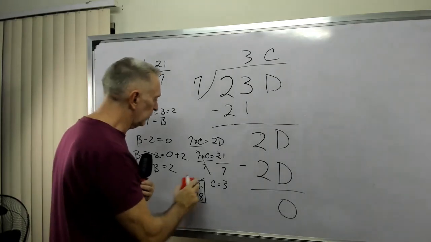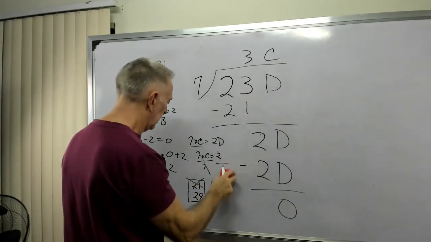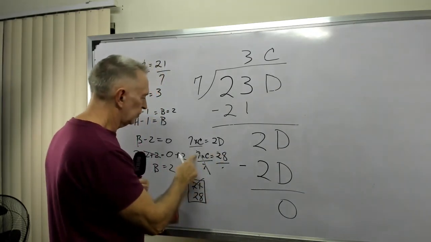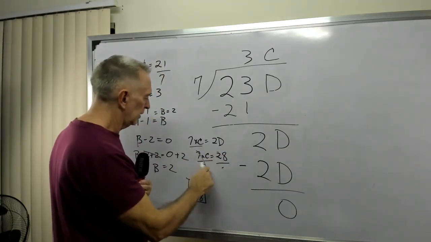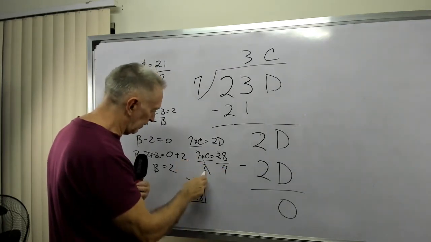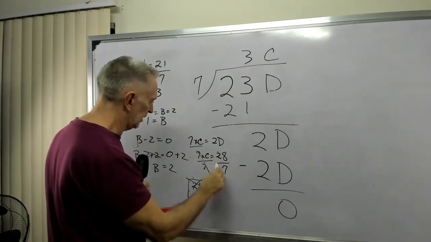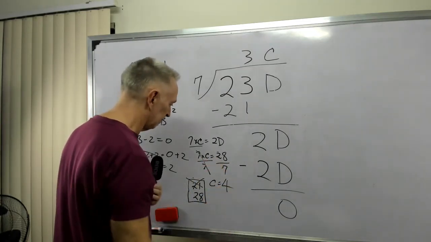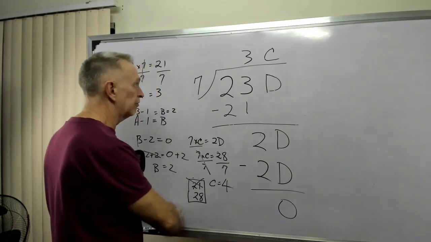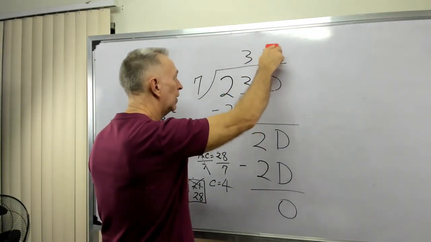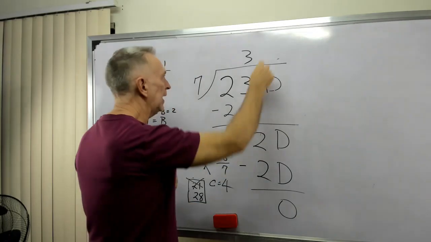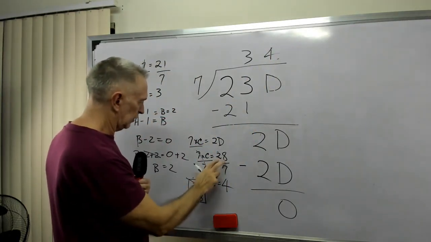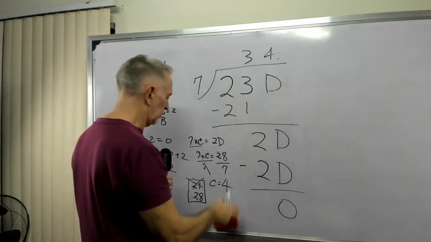So my only other option here is to pick 28. So 7 times C is 28. 28, 7 divided by 7 leaves me C. 28 divided by 7 is 4. So C equals 4. And D would equal 8. C is 4. And this would be 28, so D would equal 8.